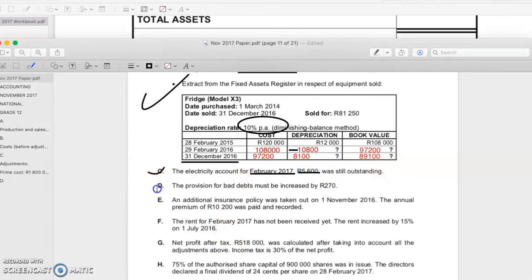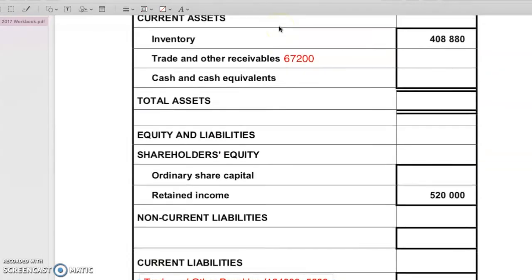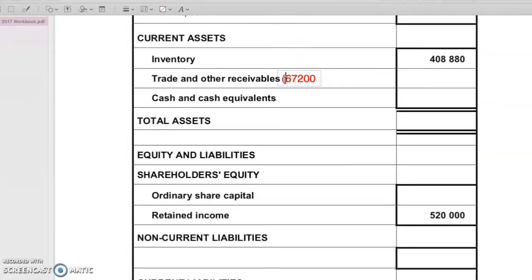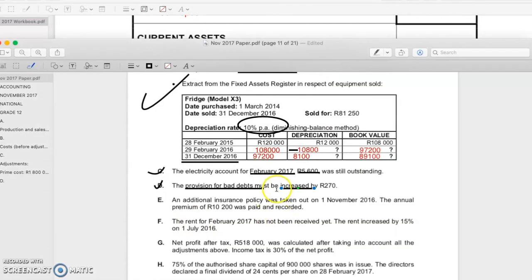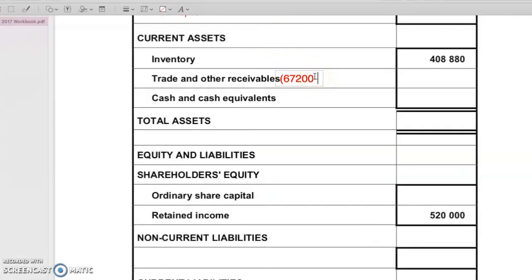Okay, moving to D. D is about provision for bad debts. And it says it must be increased by 270. Okay, so we know that our debtors control is under trade and other receivables. That's our debtors control right there. And now we want to increase our provision for bad debts. By increasing our provision, we are decreasing our debtors. Because we know that there's going to be more bad debts, which means more debtors aren't going to pay us and they no longer owe us this amount. So we have to subtract that.